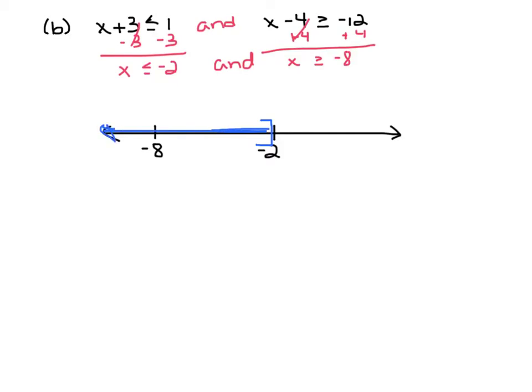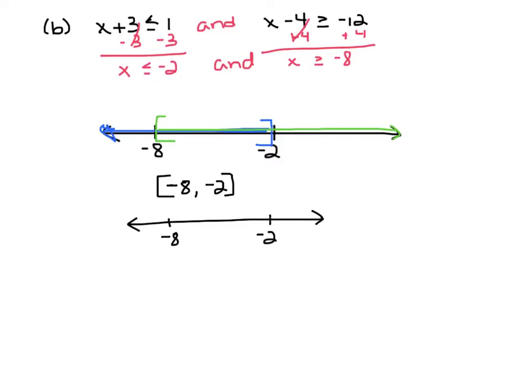And then my second inequality is x is greater than or equal to negative 8. So negative 8 and everything greater than is this way. Since it's an AND question, we're looking at where they overlap, what they have in common. So they're going to have everything in common from negative 8 to negative 2. And then the number line would be shaded between those two and including them. Make sure you use brackets because of the equal to sign and the inequality.